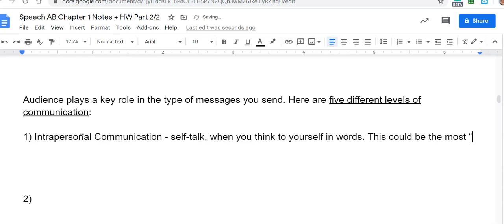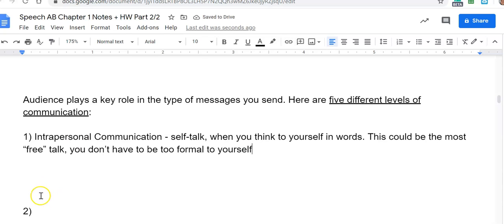This could be the most free talk, meaning that you don't have to subject yourself to all these rules of grammar. You can just talk to yourself with whatever words you choose. So you don't have to be that formal to yourself if you don't want to be. You could speak in the language that you are comfortable speaking, and sometimes some people think that talking to yourself is a little bit weird, but it does not have to be just talking to yourself. It can also just be thinking. So the key word here is think.